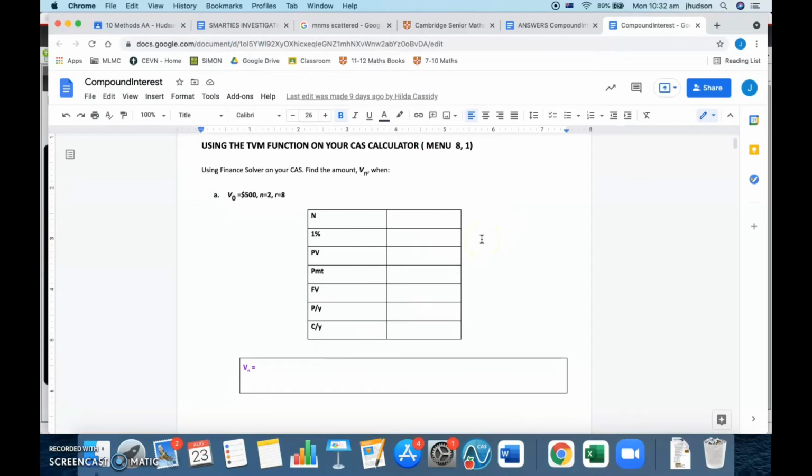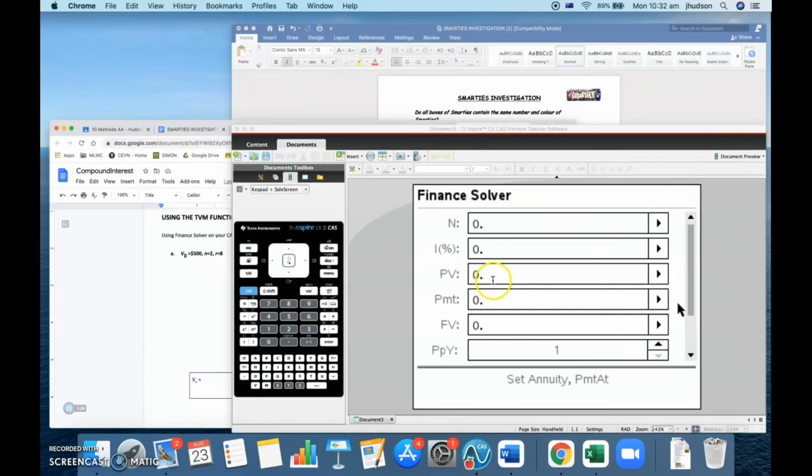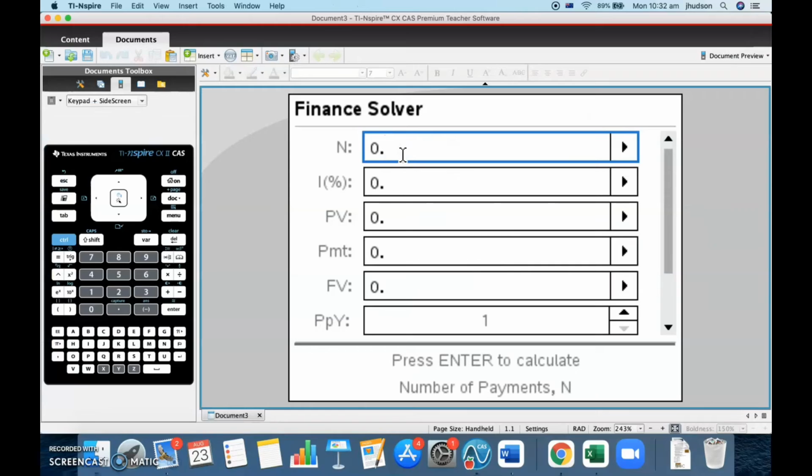All right, so we've got our finance solver open. It's told us that the value at the start is $500, so we're investing $500, and the end is 2, so we have an investment for 2 years, and R is 8, which means the interest rate is 8%. So let's put some of those values in. Now, it told us the investment was for 2 years, the interest rate was 8%, and the present value was $500.